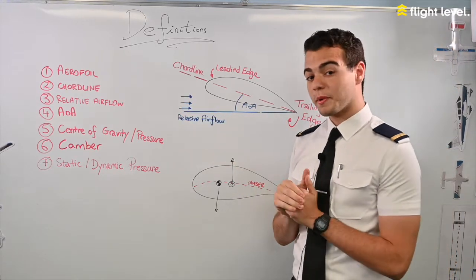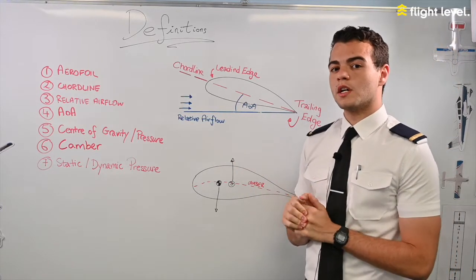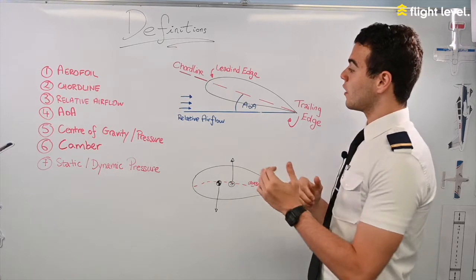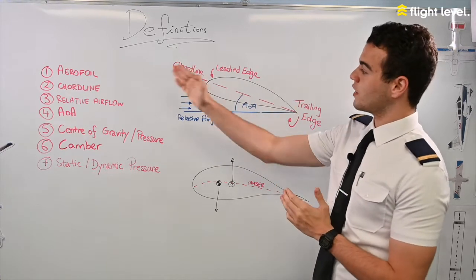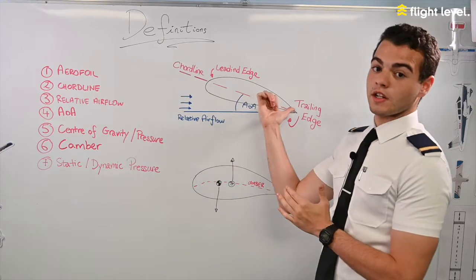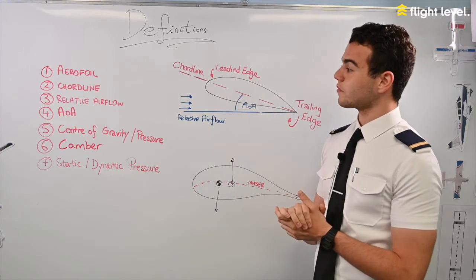Number 3, we have the relative airflow. The relative airflow is the airflow in the opposite direction of our motion. So if we're moving this way, our relative airflow is considered in the opposite direction.